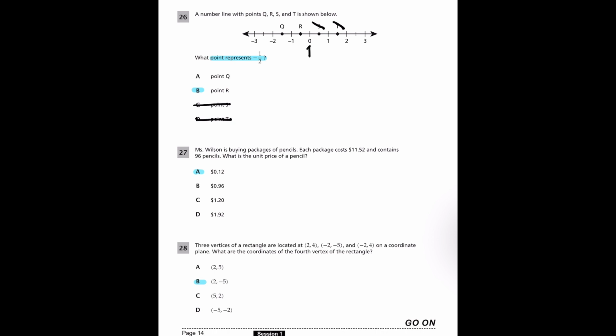So thinking of our 0, here's 0. I know a half has to be between 0 and 1, or negative a half has to be between 0 and negative 1. So R is the correct answer.